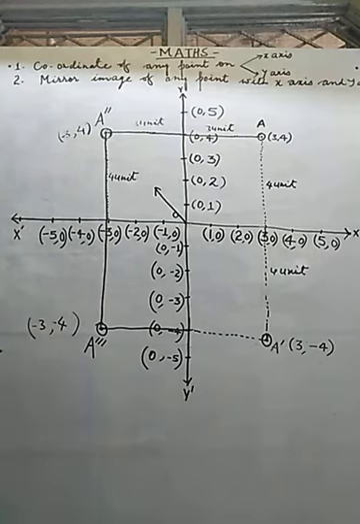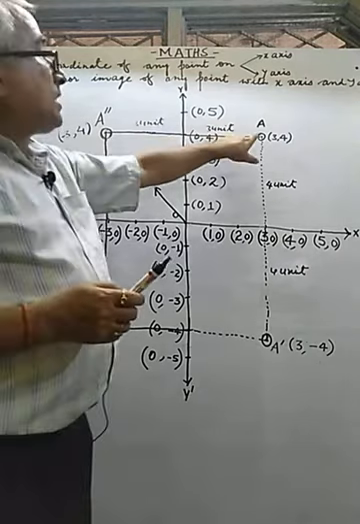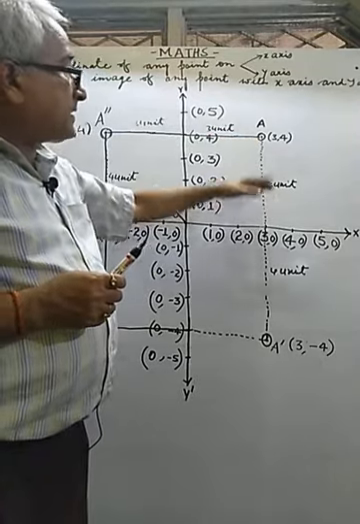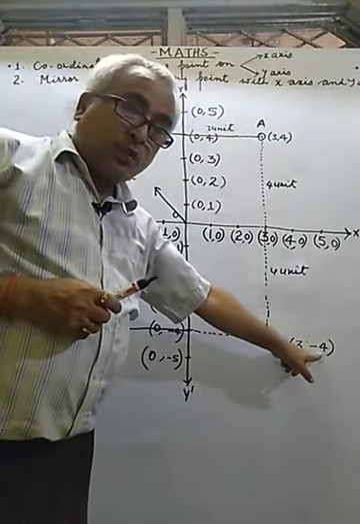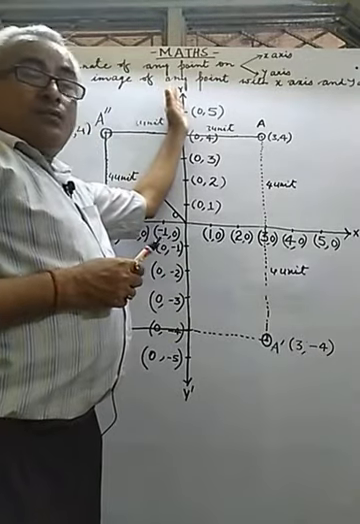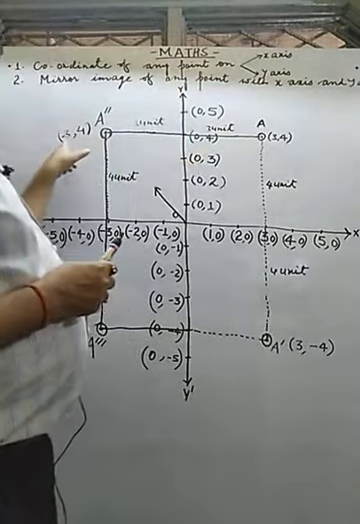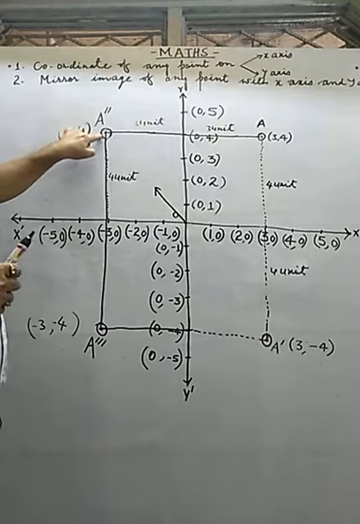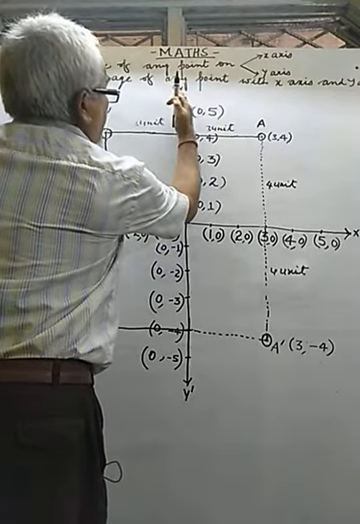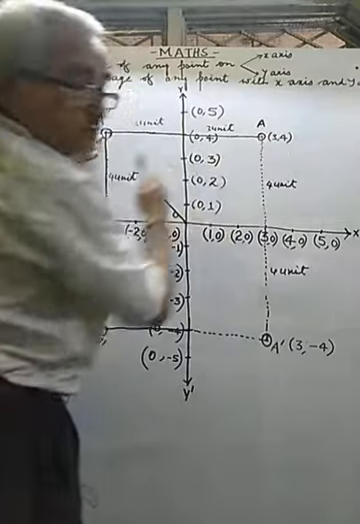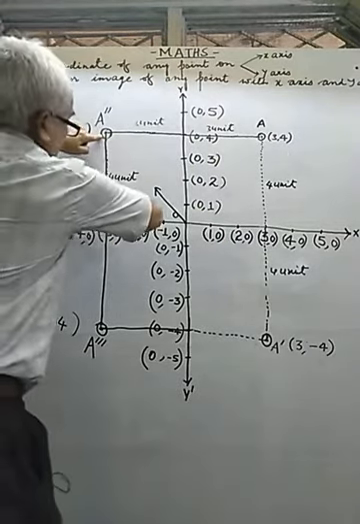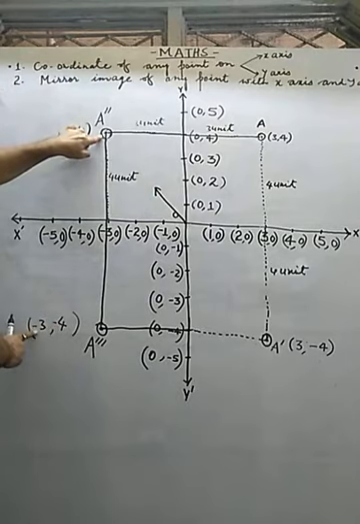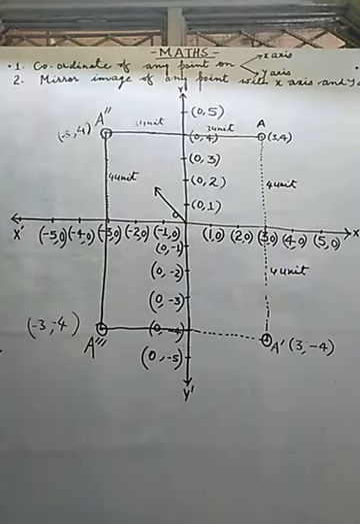So you may observe the image of this point A with respect to the x-axis is (3, -4). With the y-axis it is (-3, 4). Now the mirror image of this point with respect to the y-axis is (3, 4), and with respect to the x-axis is (-3, -4).